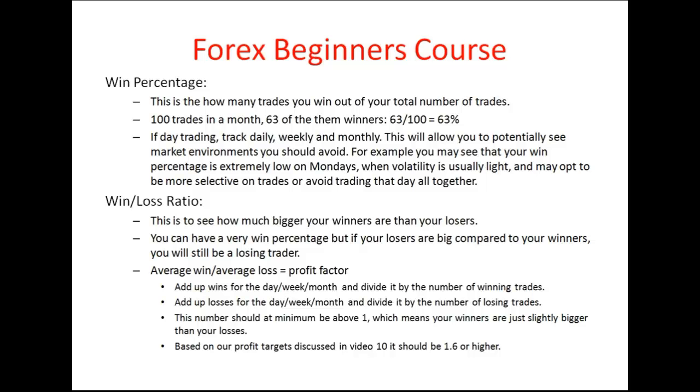So if you make 100 trades in a month, 63 of them were winners. That means your win rate is 63 divided by your total number of trades, which is 100. That gives you 63%. If day trading, you can track it daily, you can track it weekly, you can track it monthly.